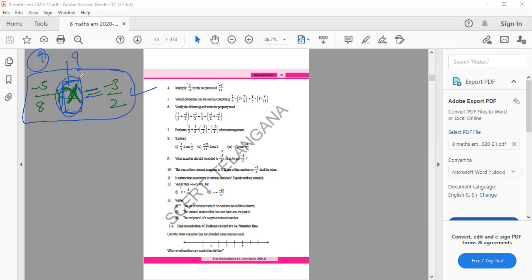It means something I need to add to this and I got this one, so what do I need to find out? I need to find out x, right? X I'll keep on the left side. So minus 3 by 2. This minus 5 by 8 I'll send to the right side, and it becomes plus 5 by 8. Now I want the value of x.